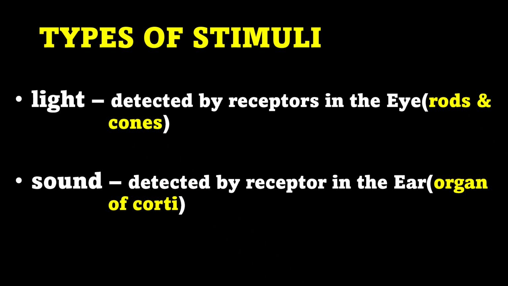The second stimulus related to the topic I'm covering today is sound. Sound as a stimulus is detected by a special receptor in the ear called the organ of Corti. We're going to later explore that the ear is not only responsible for detecting sound, it is also involved in the maintenance of balance.